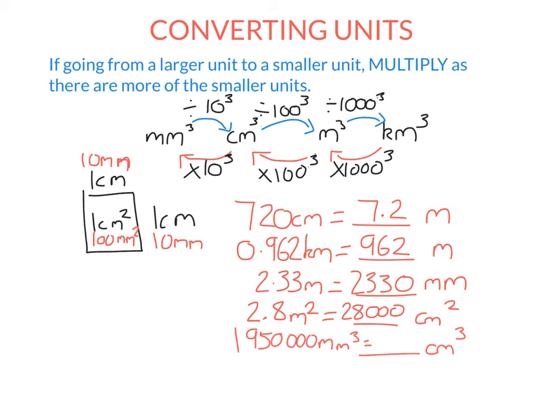I divide by 1,000. So you can just put this number, 1,950,000, in your calculator and divide by 10 cubed, or 1,000. So it turns out you end up with 1,950. So this number, 1.95 million millimeters cubed, that occupies the same space as 1,950 centimeters cubed.